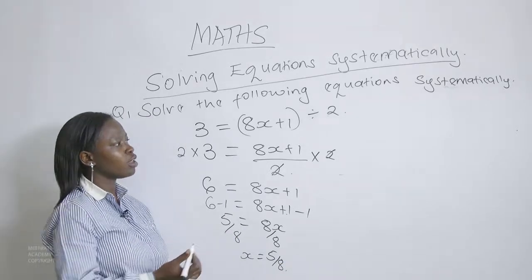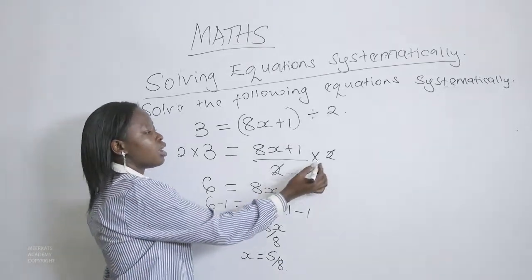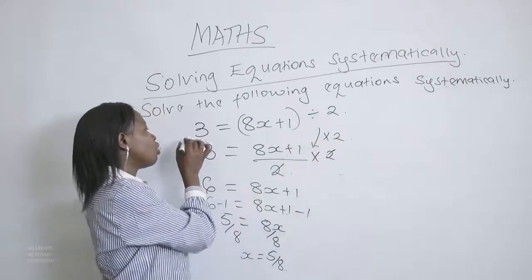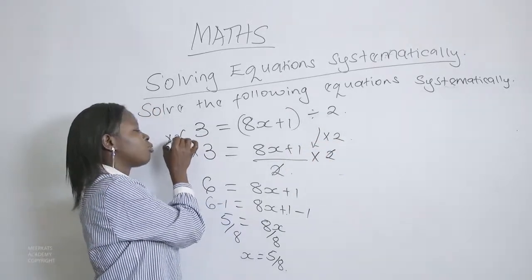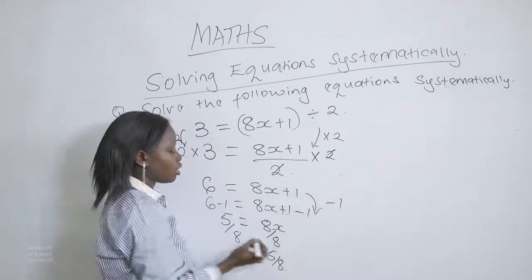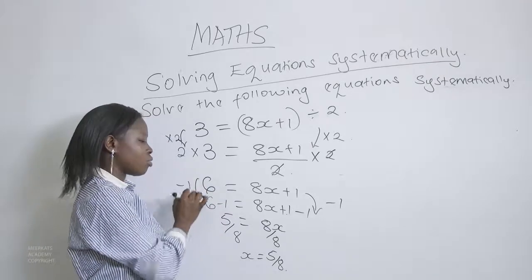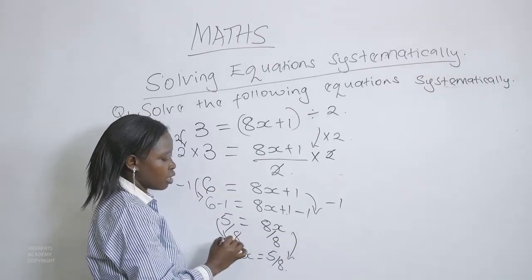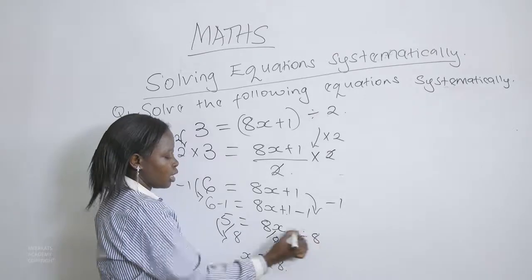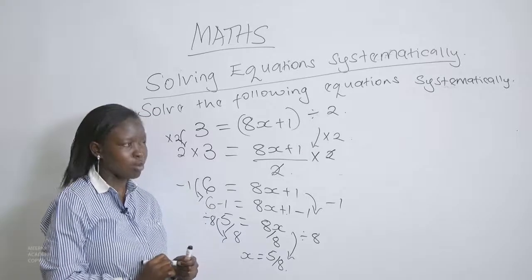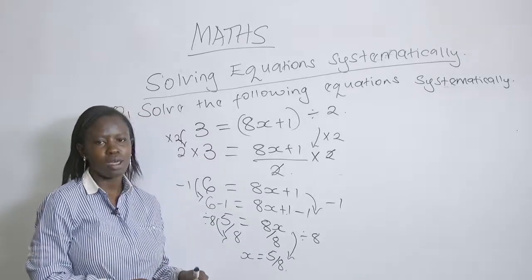So we are having 3 steps that have been carried out. The first step was multiplying by 2 on both sides. So we multiply by 2. The second step was subtracting 1 on both sides, and the last step that we've carried out is dividing by 8 on both sides. So those are some of the steps that are carried out.